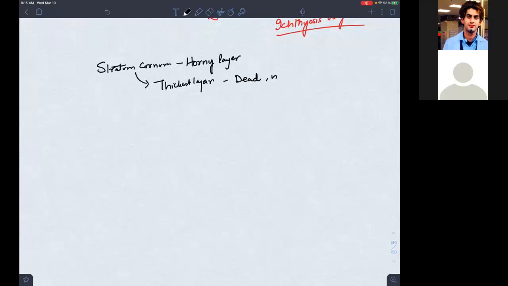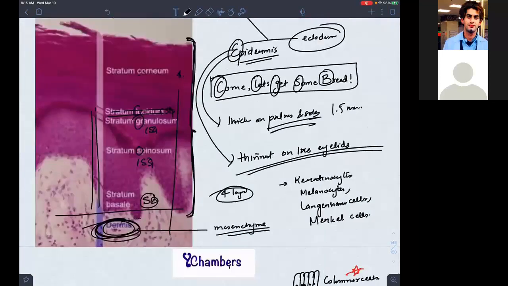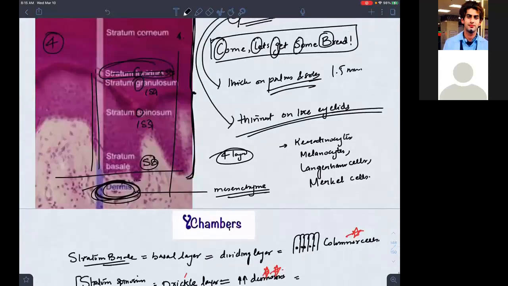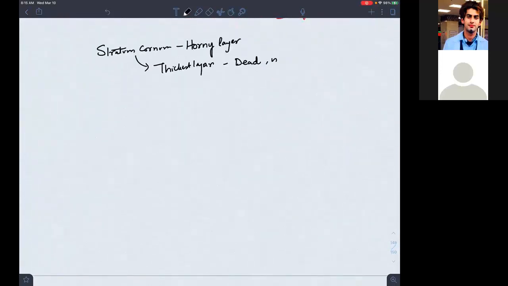Okay. I told you some time back that you will be tackling this in the books: there will be only 4 layers written in some books. So why are they not writing about lucidum? Actually, lucidum is only present in your palms and soles. The lucidum layer of epidermis is present only in the palms and soles, because it contains some degenerated keratinocytes.